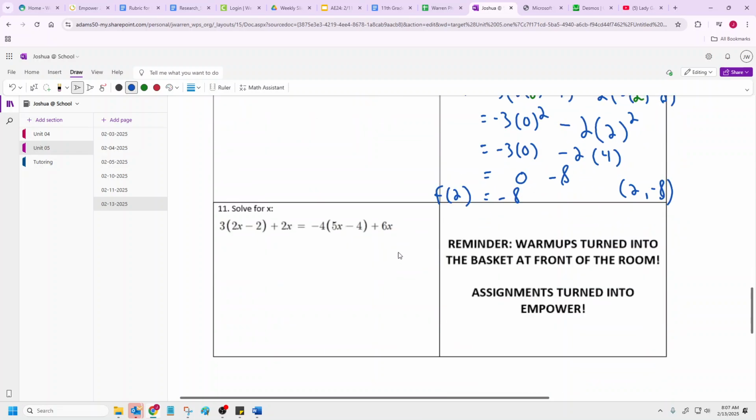Number 11. This is the one I'm going to have y'all start on today. This is the bare minimum. Most of y'all can do this, but I need y'all to get faster at it. I want y'all to get better at this.